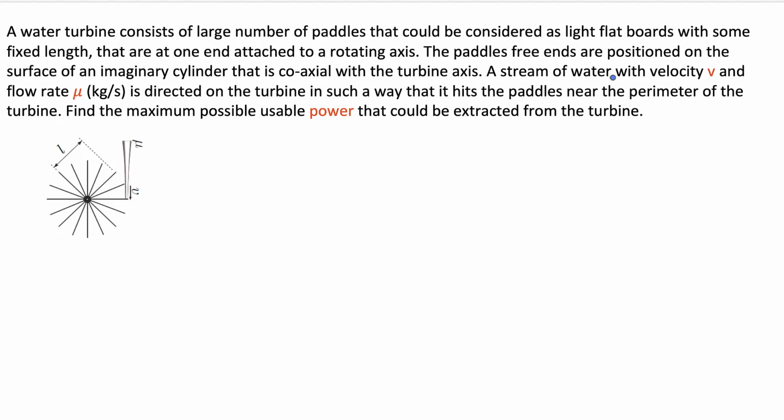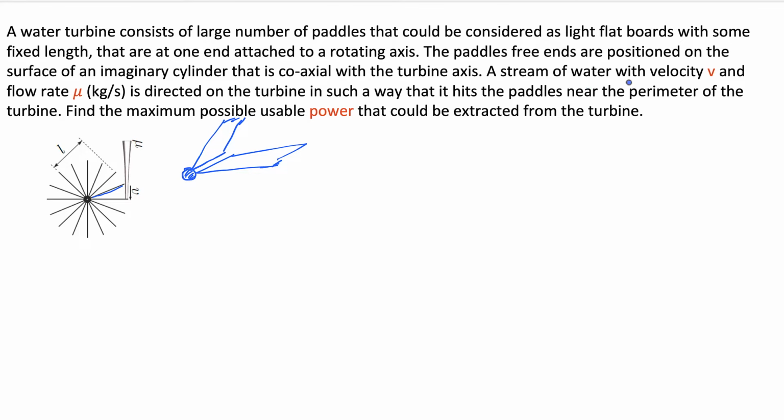A water turbine consists of a large number of paddles. So think of these blades as the turbine blades, okay? And with some fixed length. So assume that these blades have some fixed area, okay? So typically these blades are going to be like this, okay? Individual blades. And these are attached to, let's say, some internal drum, which is like a cylindrical drum, and the blades are attached to these drums, something like this. Imaginary cylinder, it's given that these are all co-axial, okay.